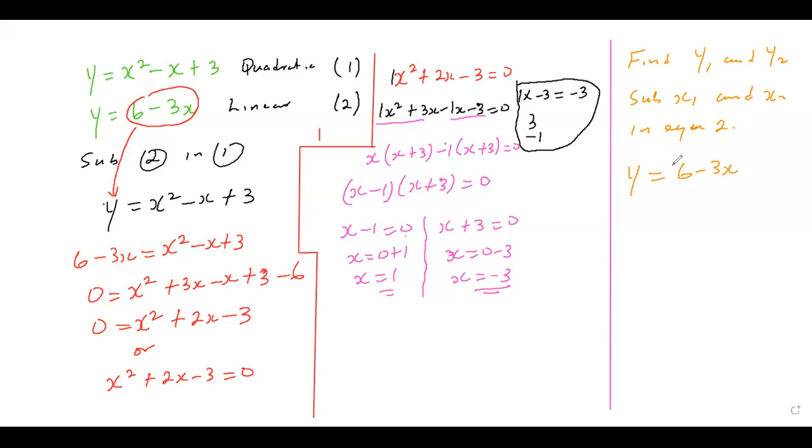So what do I do now? Give me a minute, guys. So you're going to say x squared minus x plus 3 is equal to 6 minus 3x.